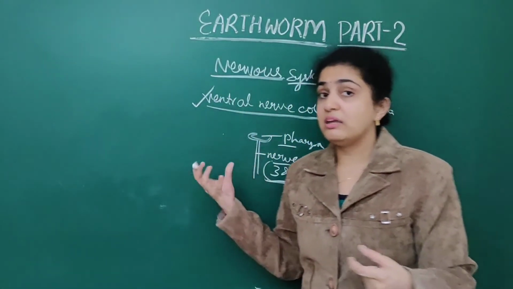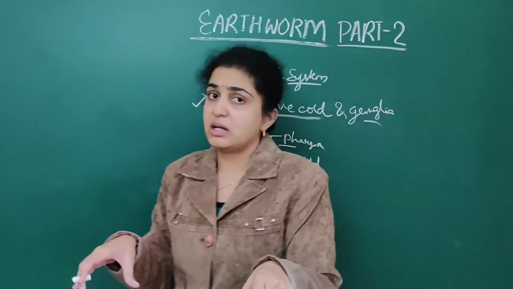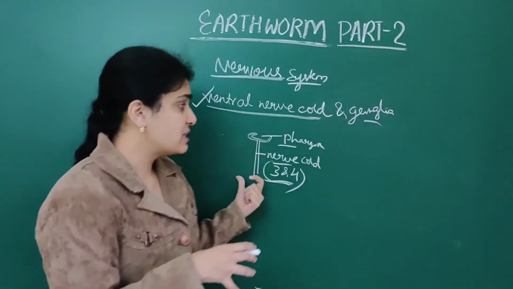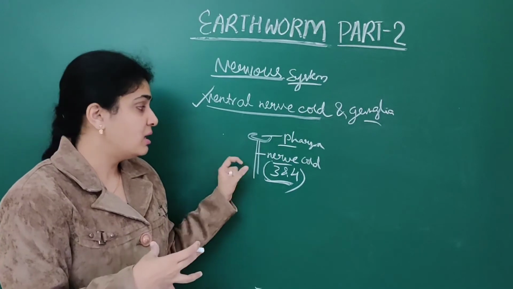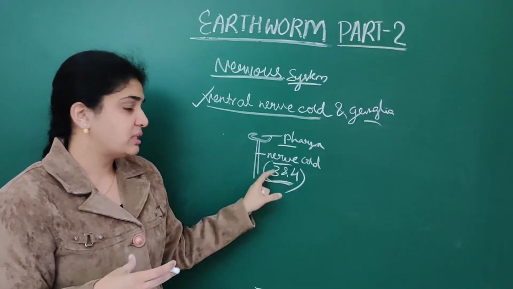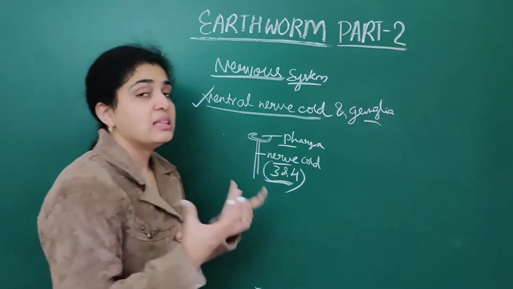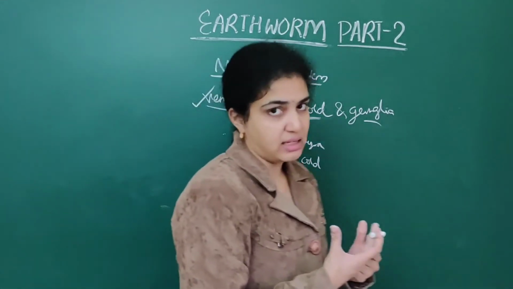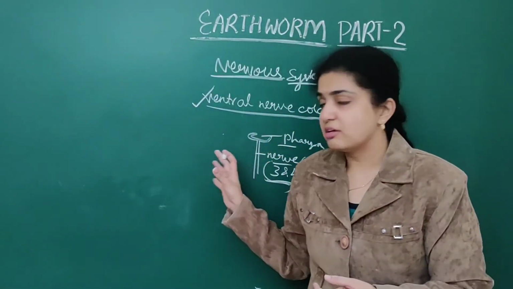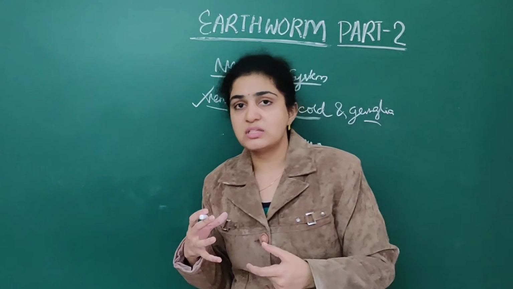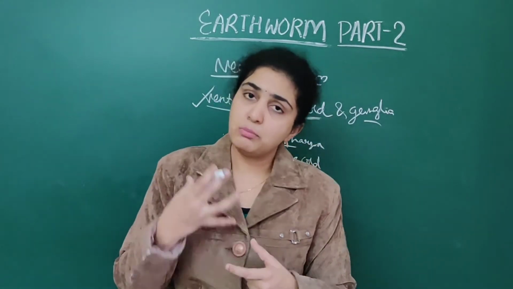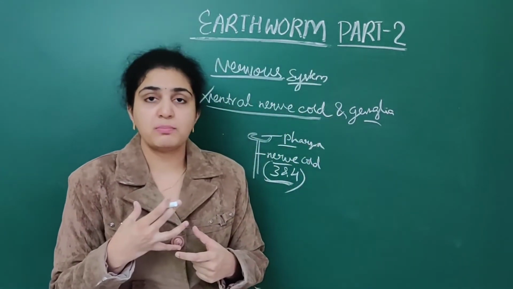Because they have not given it in depth in your NCERT textbook, I am saying it in detail. So the nerve cord in the third and fourth segments encircles the pharynx mainly. They encircle the pharynx in the third and fourth segments, and these play an important role in transmission of impulses.